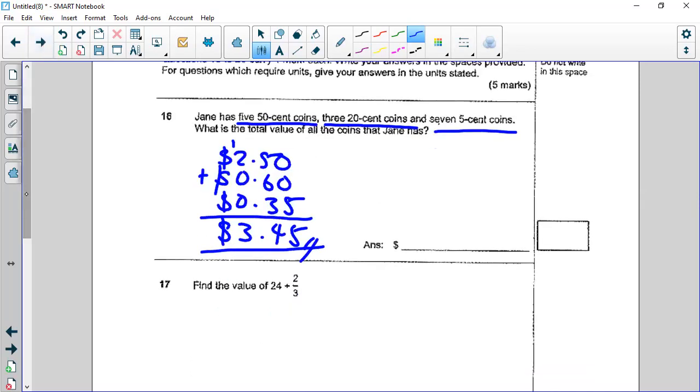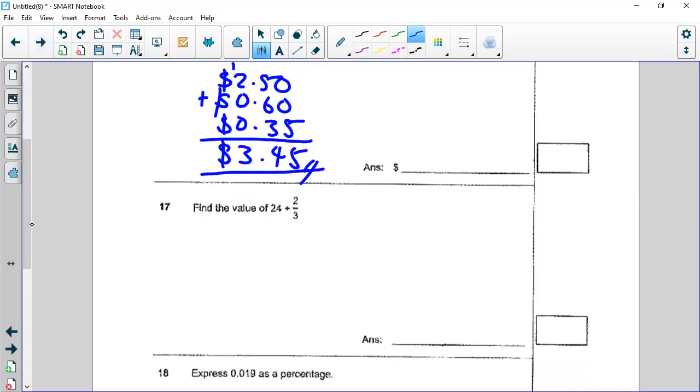Okay, let's go to 17. How do you divide? Now, you should be quite good at this already. Change the whole number into a fraction and then divide by 2/3. All right, so how do you divide the fractions?